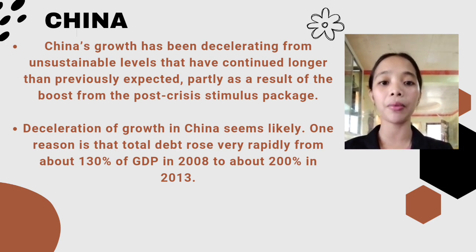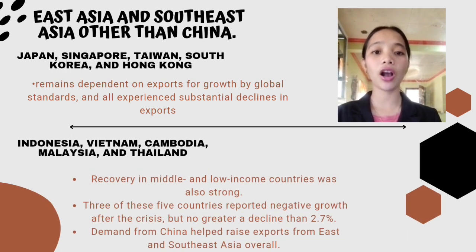One reason is that total debt rose very rapidly from about 130% of GDP in 2008 to about 200% in 2013. A particular concern is off-the-book local government debt, which the National Audit Office of China reported has skyrocketed to almost 3 trillion US dollars in the 3 years to June 2013. As growth slows further in China, export earnings from developing country exports to China may decrease.